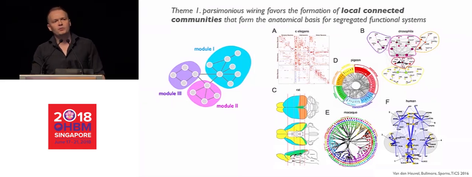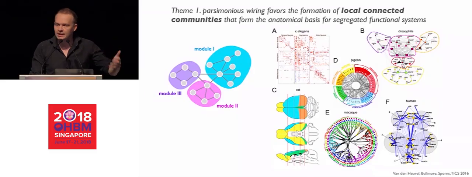And the first common theme we observed is that all of these networks are relatively sparsely connected. And there's a very simple reason for this, right? Making connections is really expensive. You have to build it, you have to maintain it. It takes a lot of energy and neural resources. So neural systems want to keep the amount of wiring as low as possible.